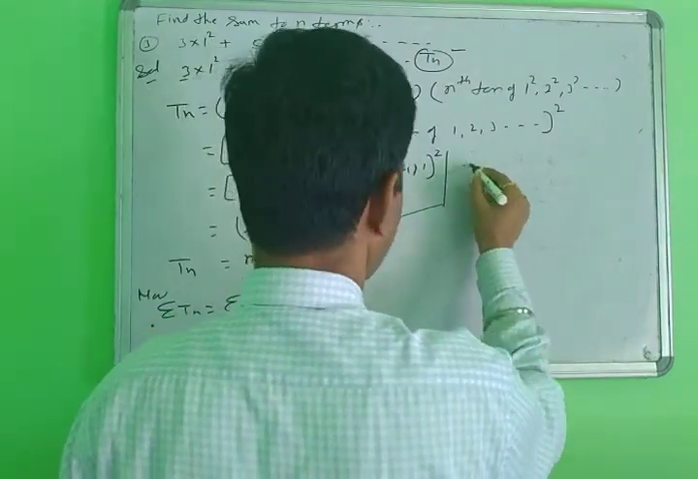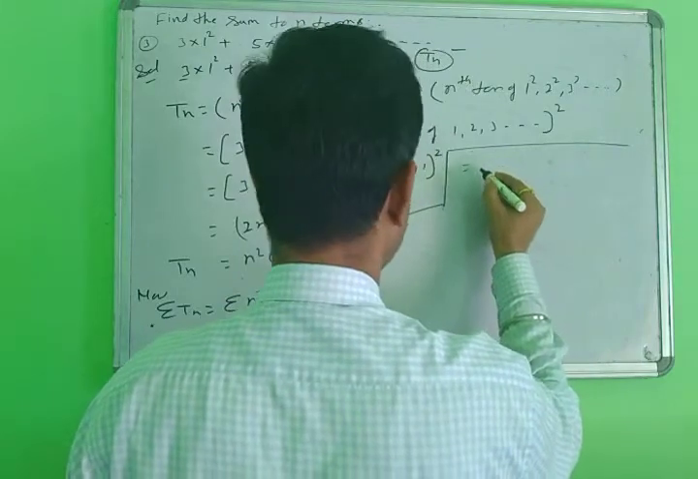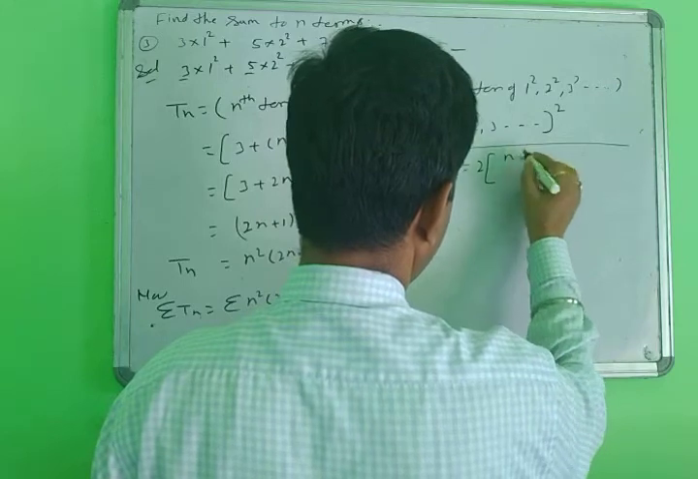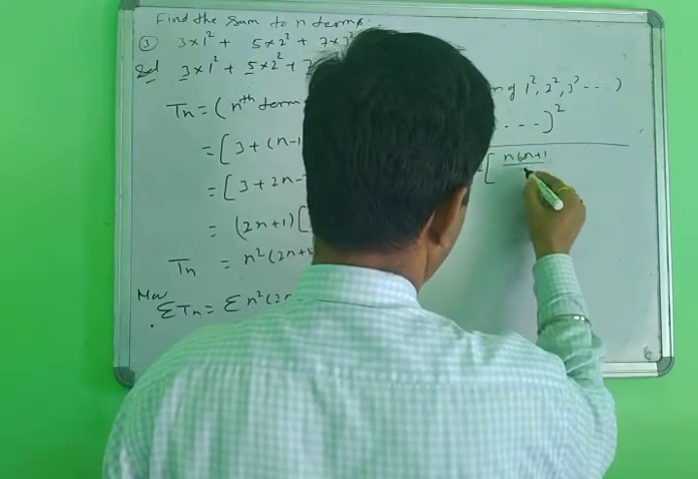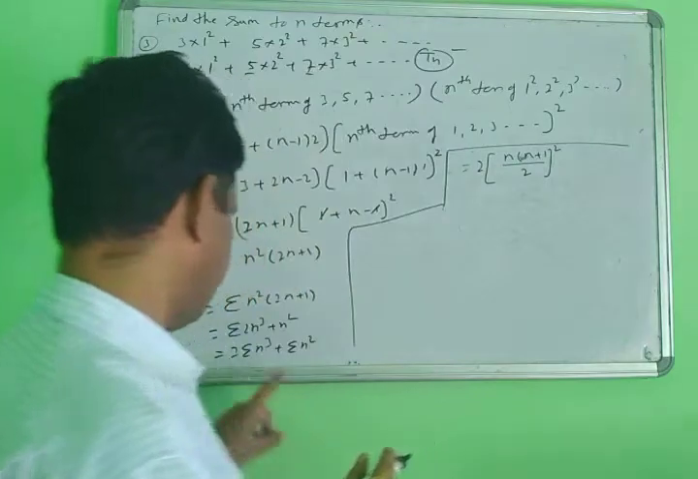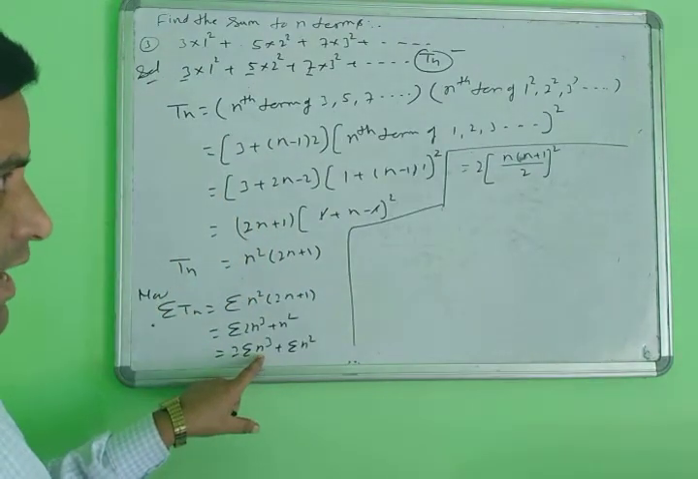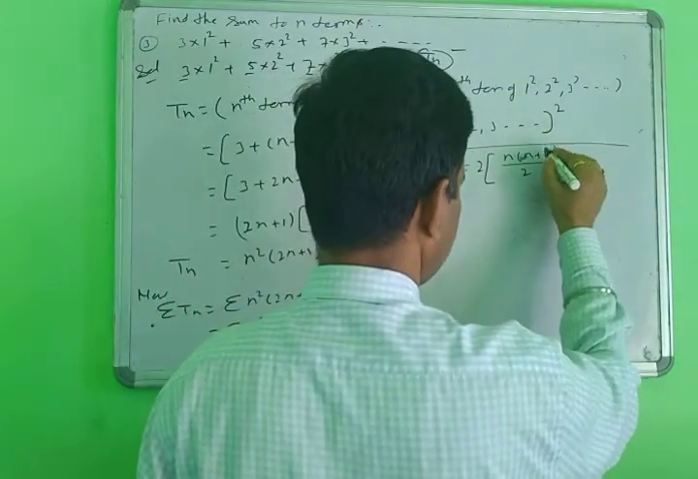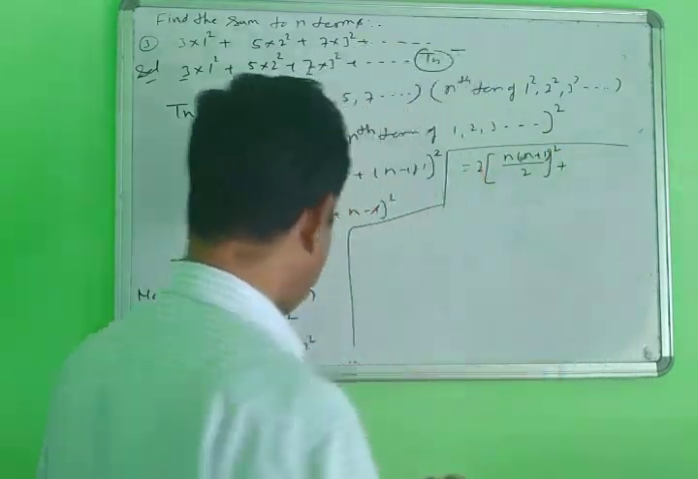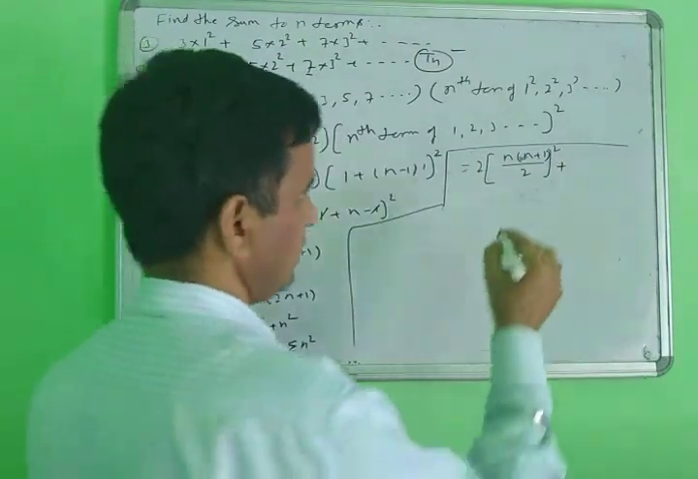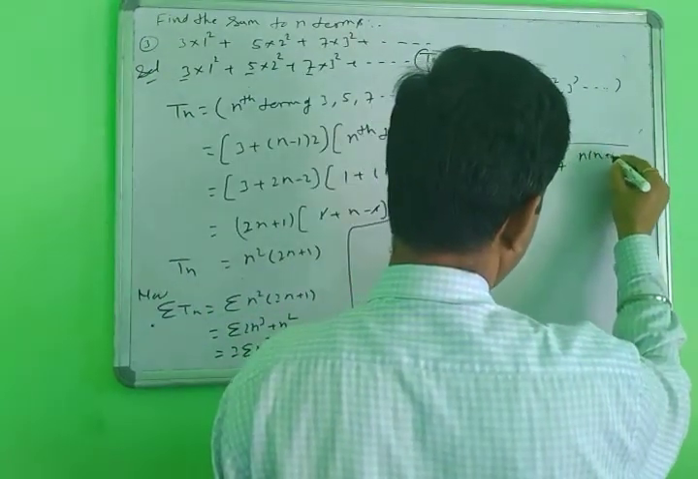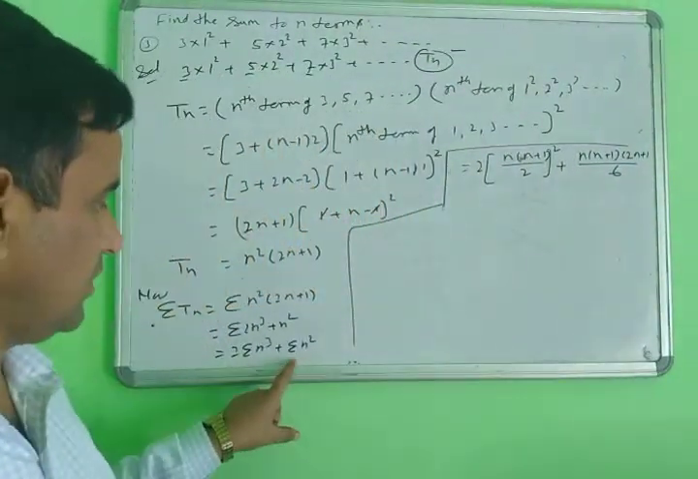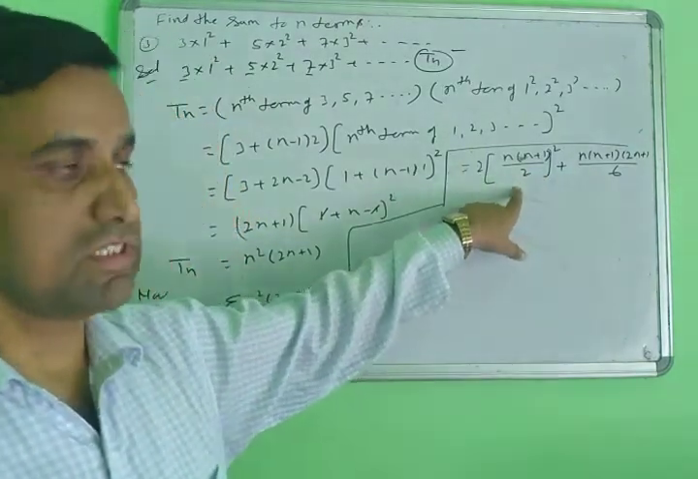So first of all, what is the value of sigma n cube? It is (n plus 1) upon 2 whole square times n square. This is the value of the n cube sum. Plus sigma n square. What is the value of sigma n square here? Sigma n square is n times (n plus 1) times (2n plus 1) upon 6. This is the value of the sigma n square, and this is the value of the sigma n cube.